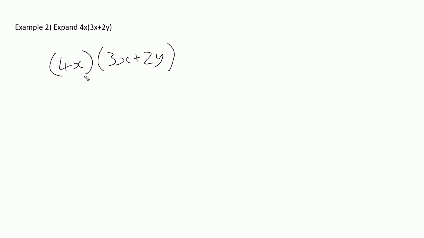Now again, draw your multiplication arrows, this multiplied by this term, and this multiplied by this term. Everything in this bracket multiplied once by everything in this bracket. And then follow the arrows to give you 4x times 3x, which is 12x squared, and 4x times 2y, which is 8xy.